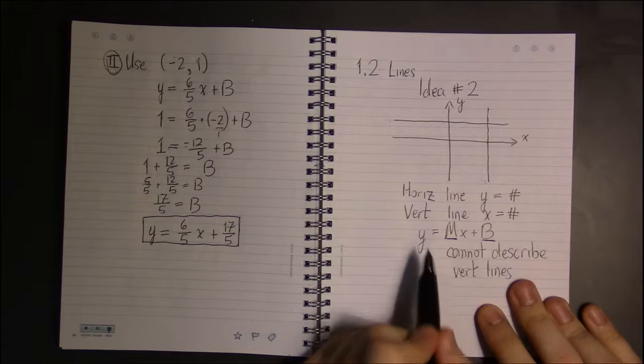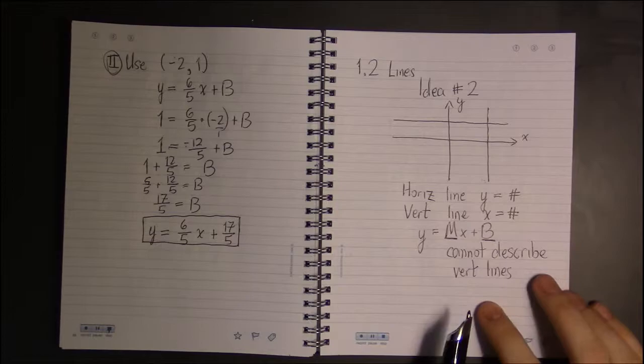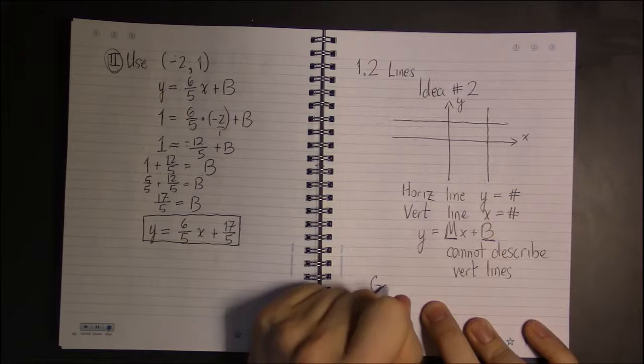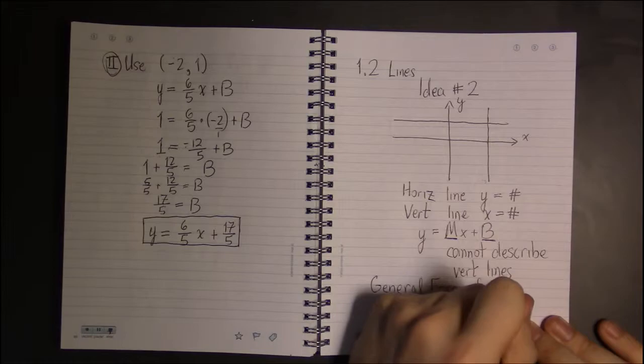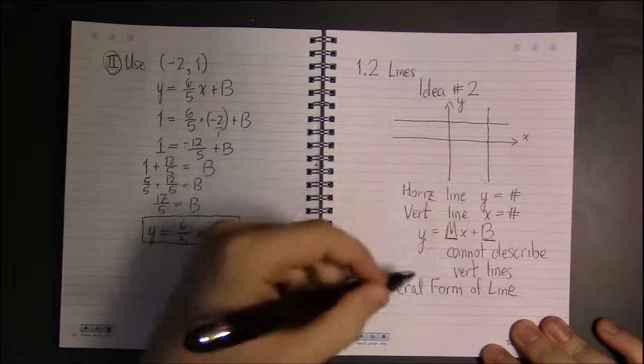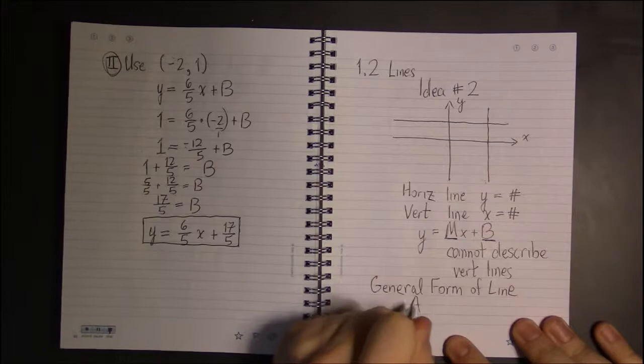So this is why we come to what the book calls the general form of a line. If we want an equation that allows us to express any kind of line you can imagine, horizontal, vertical, slanted, doesn't matter, any kind of line, well then, this is the formula you're looking for.